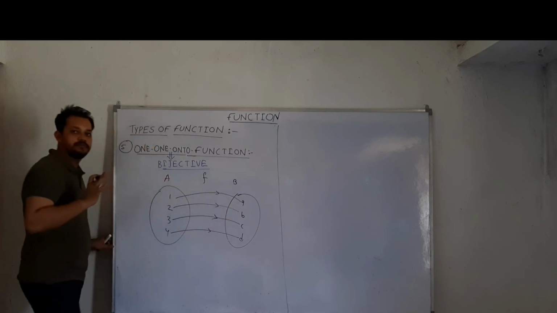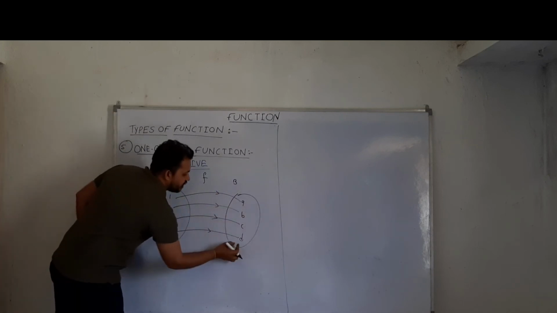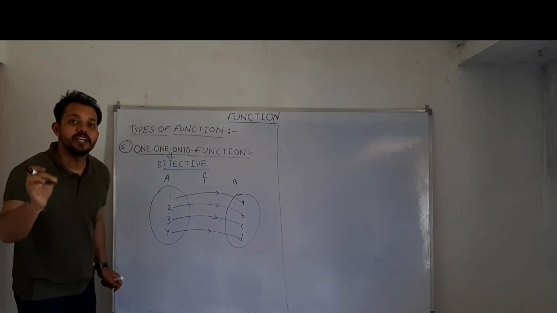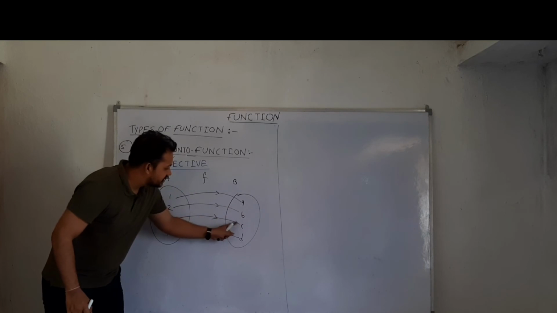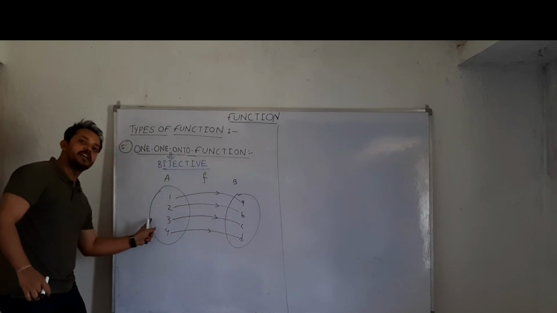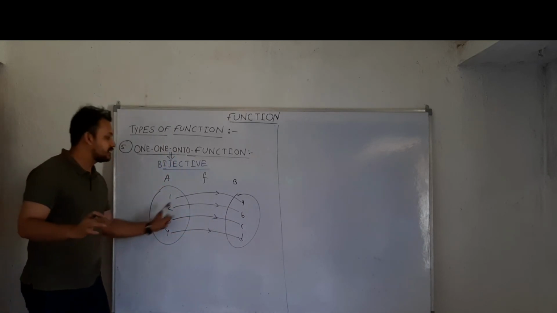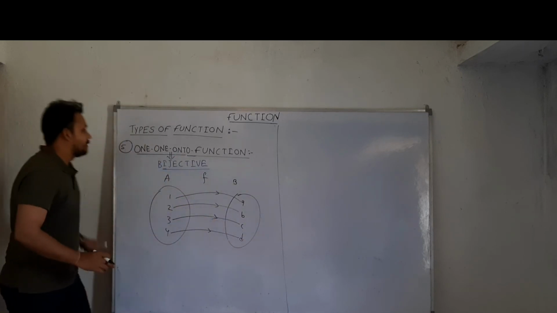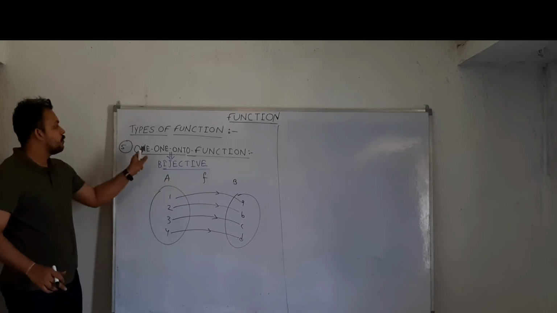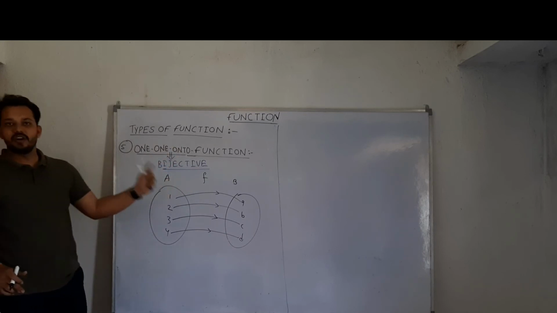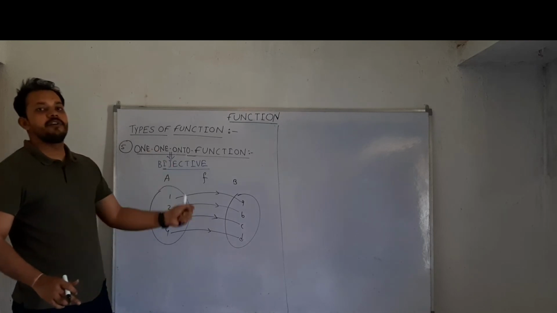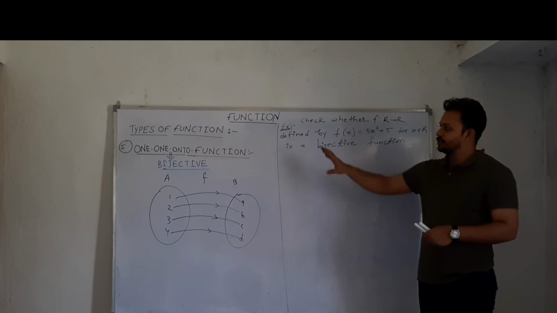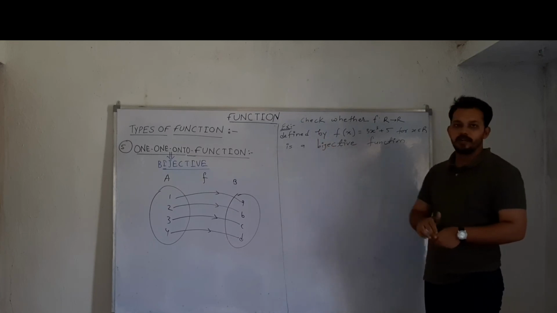Now from the codomain, not a single element is left which is not an image. Every element A, B, C, D is the image of some element of the domain. That means this function is also an onto function. So together we can say that this function f is called a one-one onto function because it satisfies the criteria for both. Here we will understand this one-one onto function with an example.